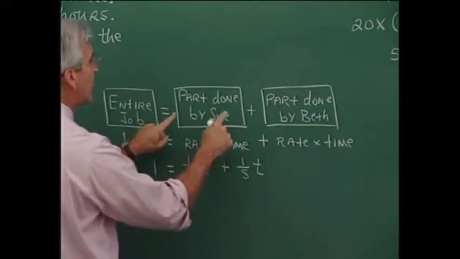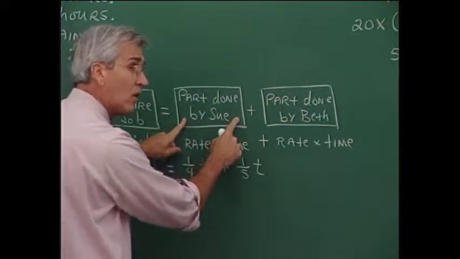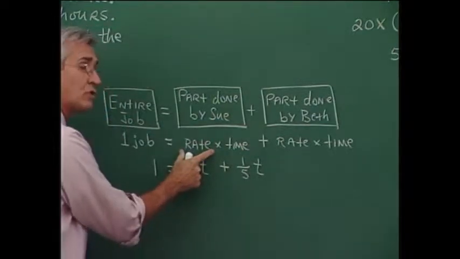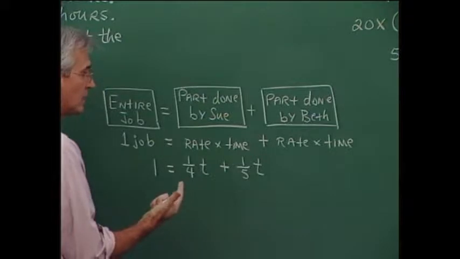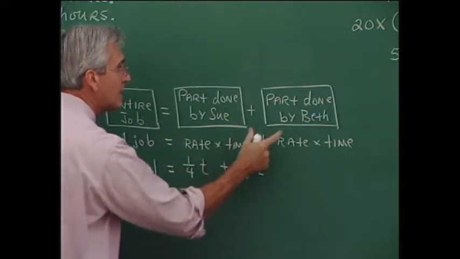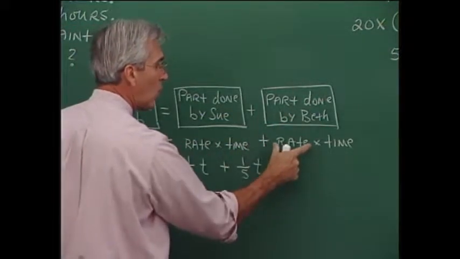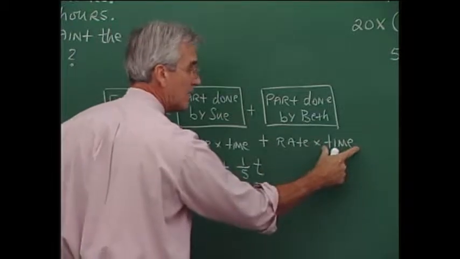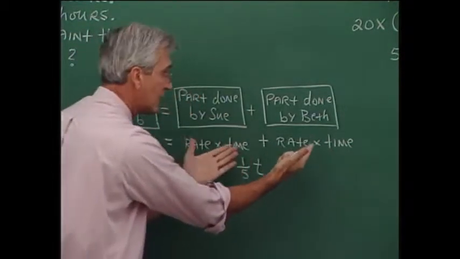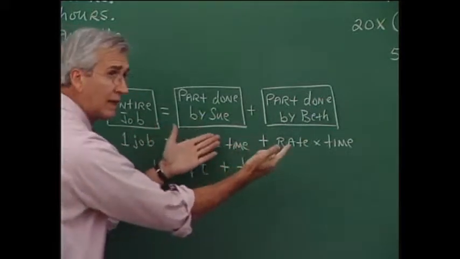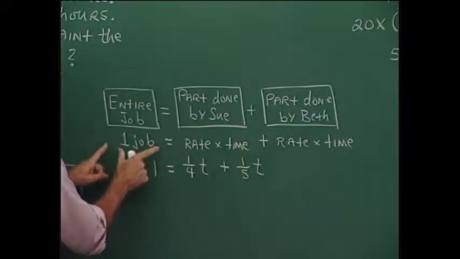Now, the part done by Sue is found by taking the rate at which she works times the time. It's a rate times time idea. You see, her rate times time, and then the part done by Beth is her work rate times time. Now, the time it takes them is the unknown quantity here. It's just like an unknown like t. And the job is just one job. The entire job, one job.